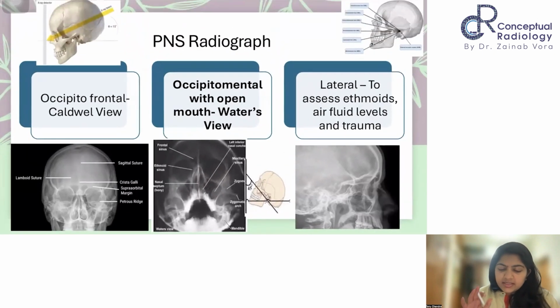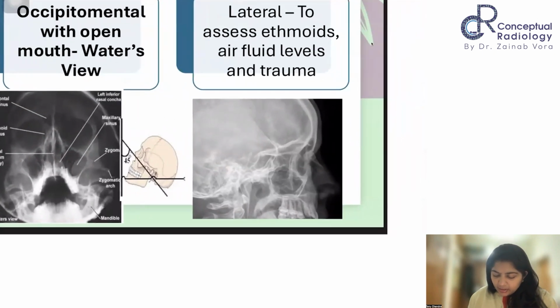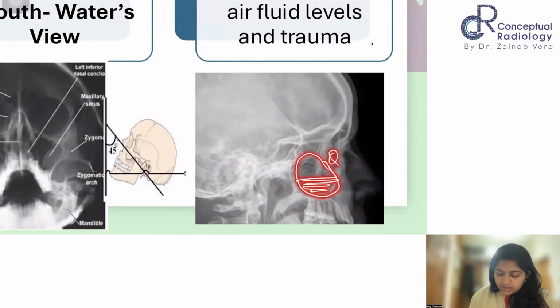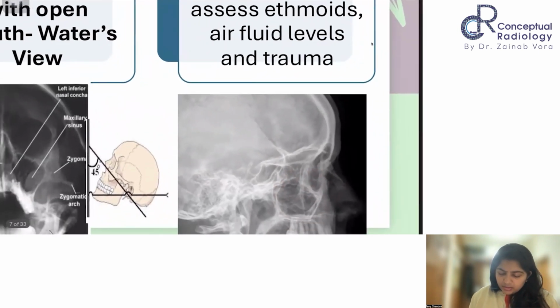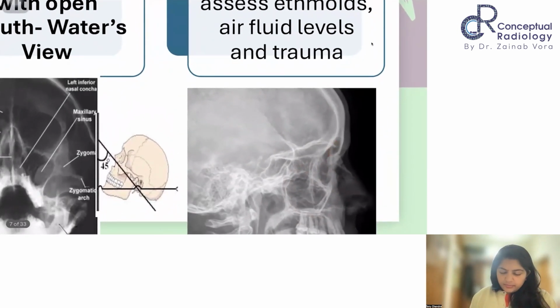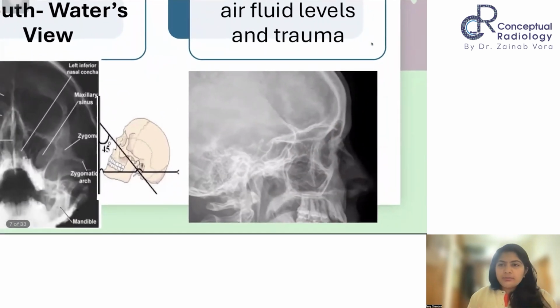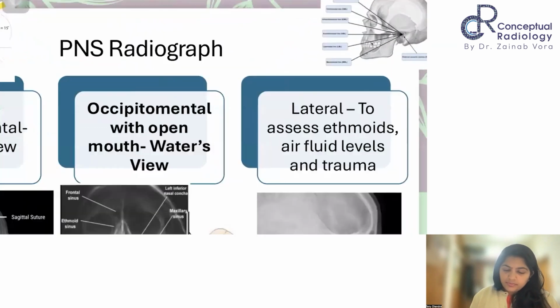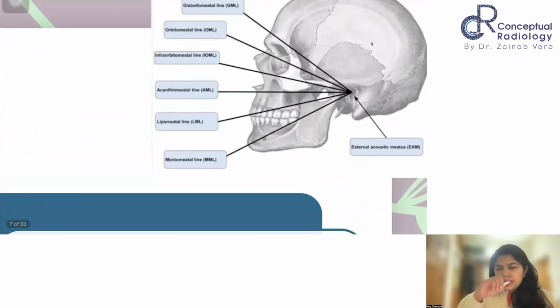And last is the laterals. This is to look for any kind of air fluid level if there's any. You're able to see the maxillary, you're able to see the ethmoid and part of the frontals also, right? So these three only you have to remember. So whenever you're reading, I have put in all these lines also here, right? So usually that's how they will ask you, okay, how to position. So this is the line.